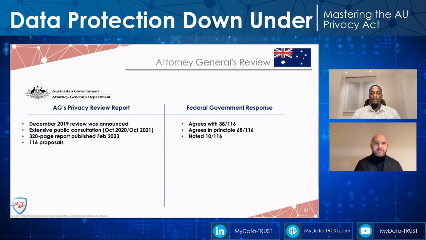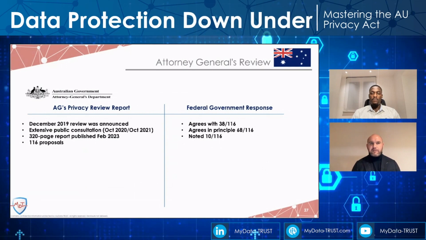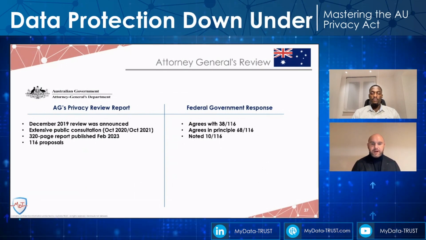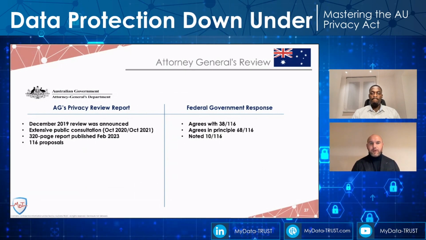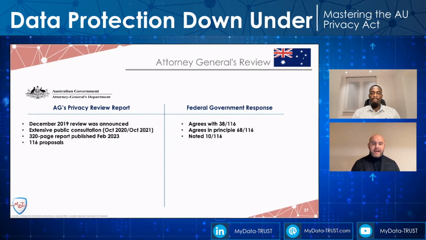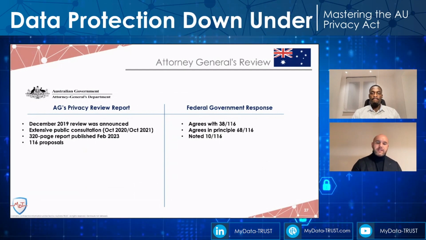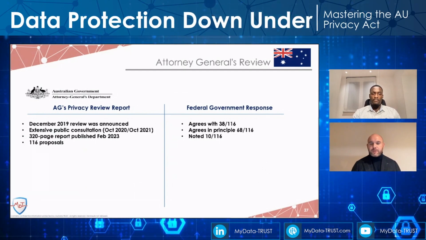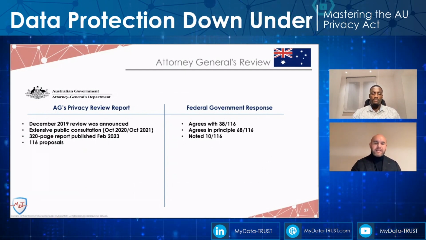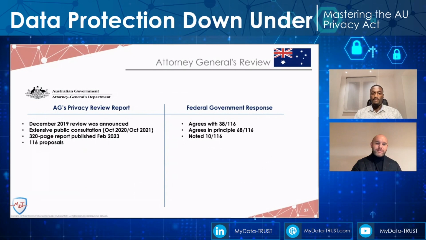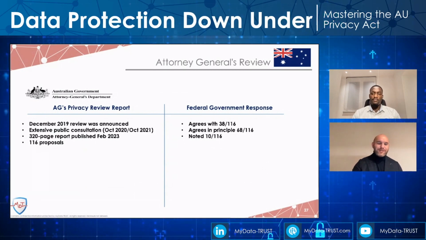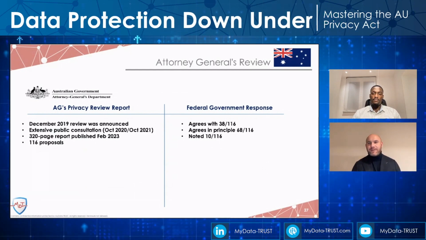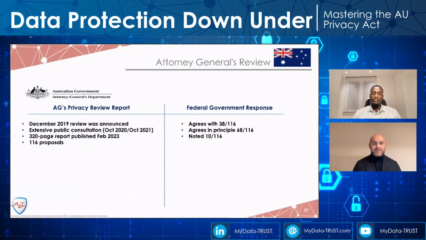Then this September, the federal government provided a response to the Attorney General's department on the 116 proposals, which essentially summed up as 38 proposals agreed with, 68 proposals agreed with in principle, and 10 of them noted, which is quite an unusual way of acknowledging and then completely disregarding what the Attorney General's office proposed.